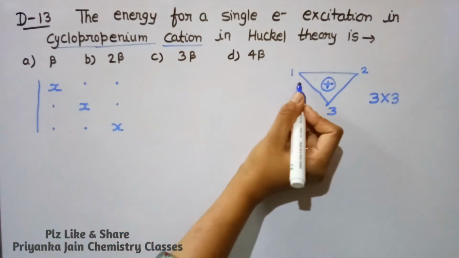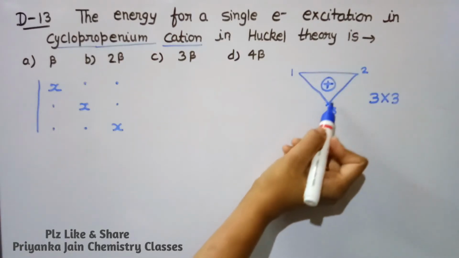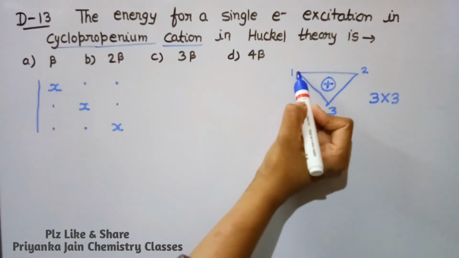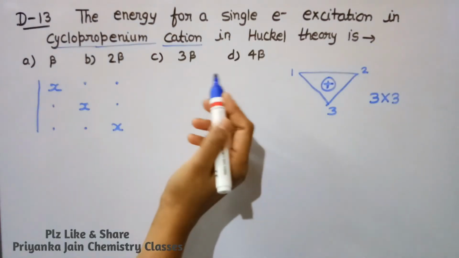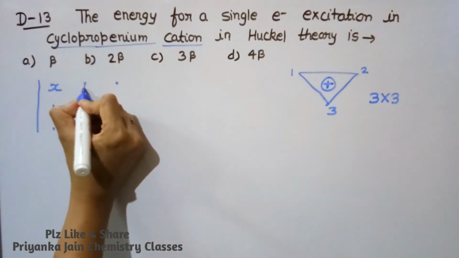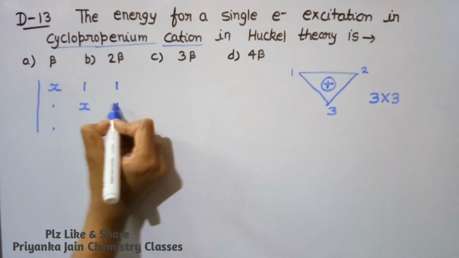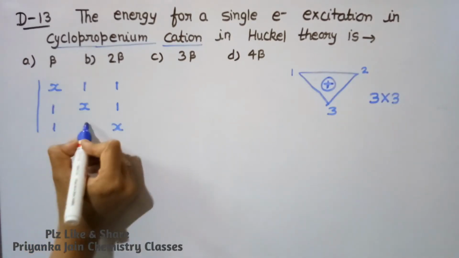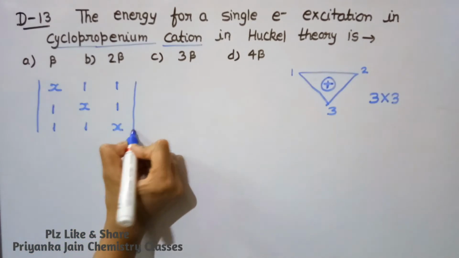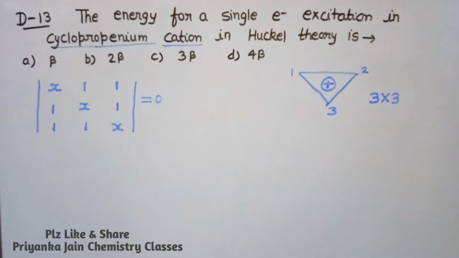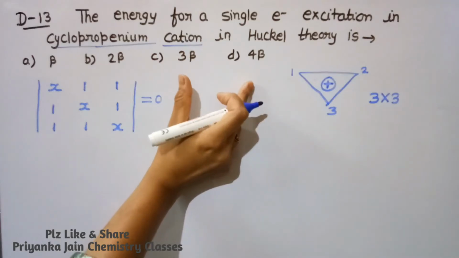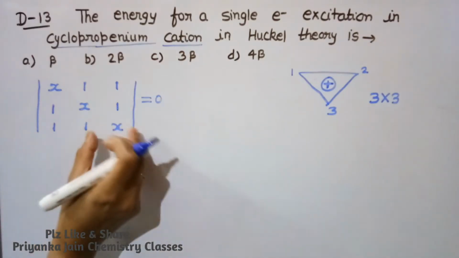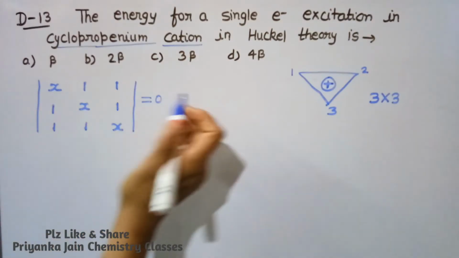Now see here, all the carbon atoms are joined directly. There is a bond between C1 C2, C2 C3 and C3 C1. So here we have to write 1, 1 and 1 because there is a direct bond between all the carbon atoms, right? So this will be our secular determinant. Now for finding out the energy levels, we can use our short formula. We do not need to calculate by this. We can use our formula.